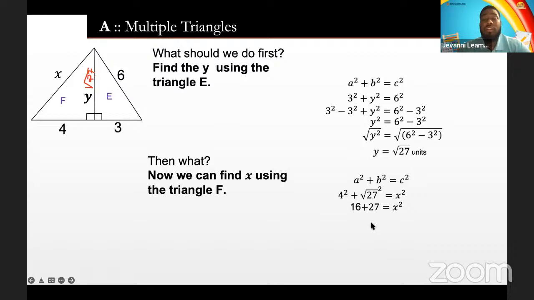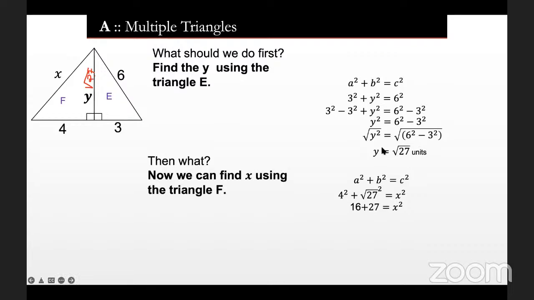And then we continue. We see that using the square root of 27, we square that and we get 27. So that's 16, which came from 4 squared. 16 plus 27 is equal to the hypotenuse squared. Remember that we actually want to find the value of x, not x squared, but x.